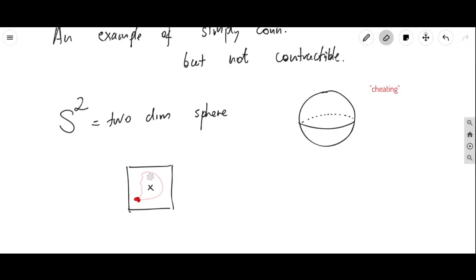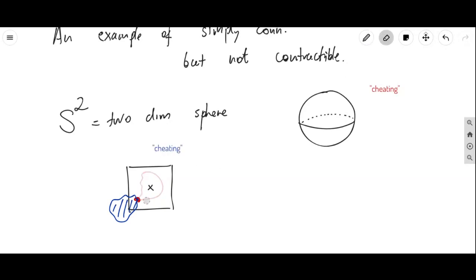So I can say, take this loop and lift it up, flip it over on the other side, right? So you lift it off the paper, you flip it over on the other side, and then you can take it and shrink it down to a point. So that would be cheating. You're not allowed to do that.